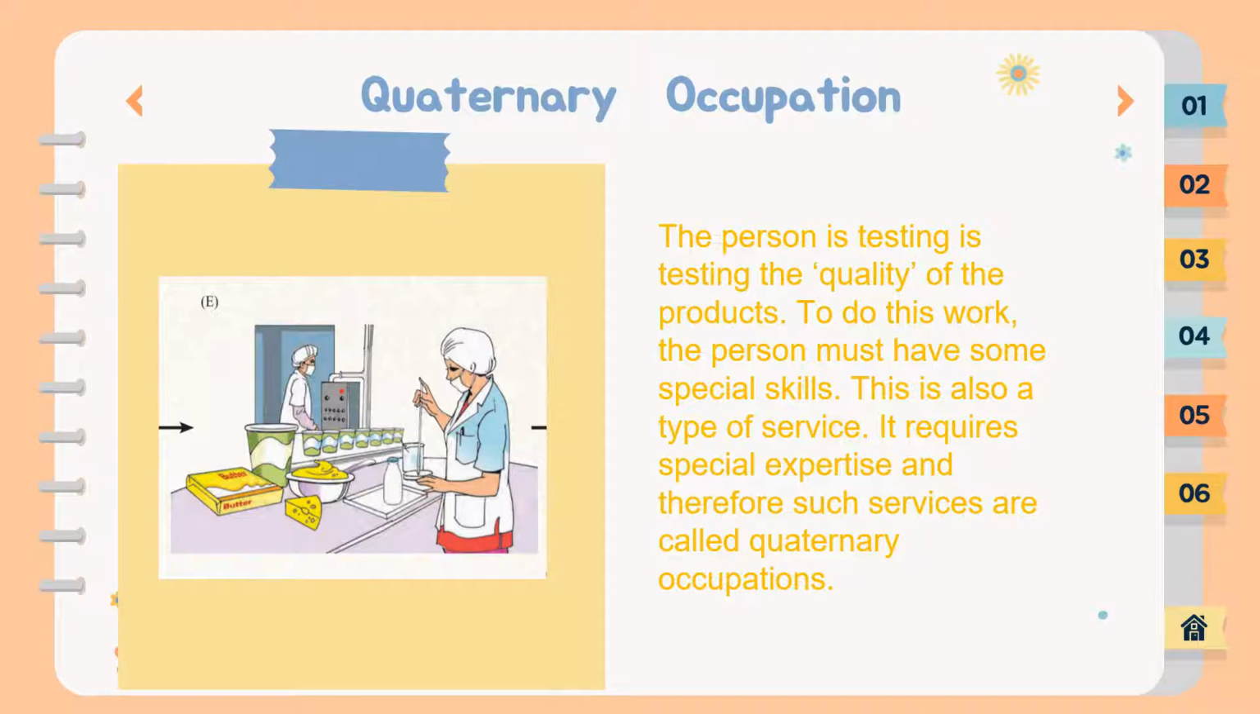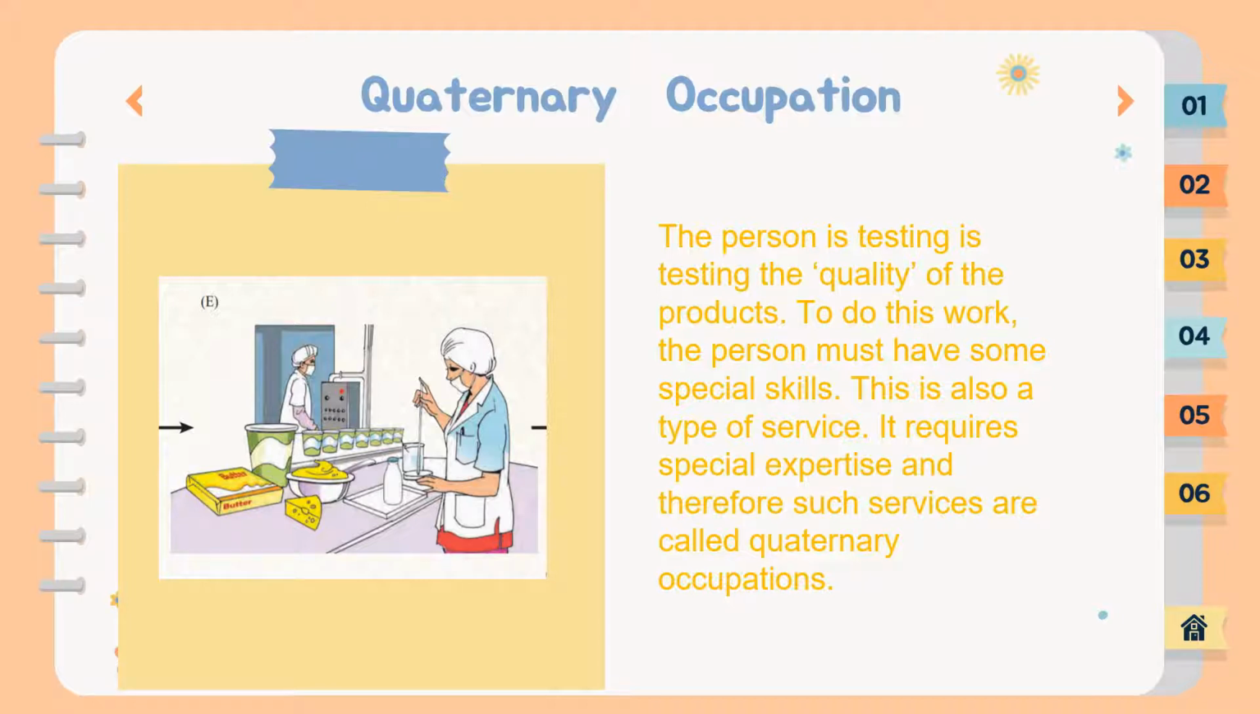Not all the services are directly related to primary or secondary occupations. For example, those services given by a driver, knife grinder, policeman, the postal service, etc. Some more examples of quaternary occupations can be seen if you can answer these questions.